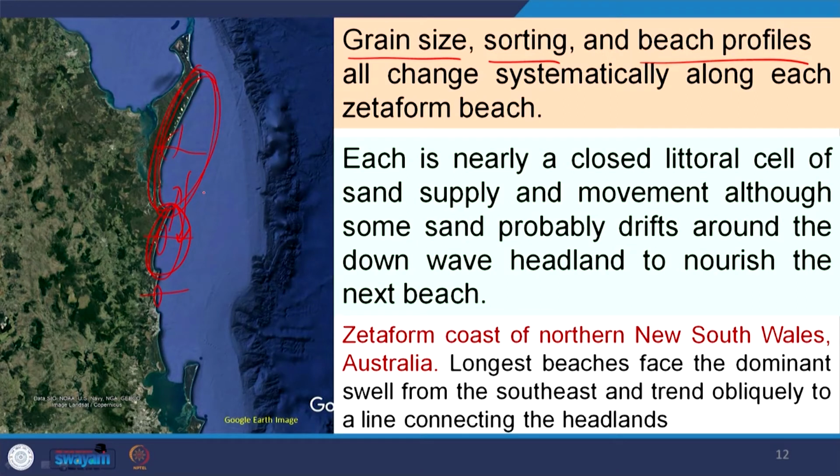So, this is a zeta-form coast of northern New South Wales, a figure taken from Google Earth in Australia. The longest beach face is of this dominant swell from the southeast and trends obliquely to the line connecting the headlands. Here the wave is coming from the southeast and refracting here, and due to that this type of zeta form develops. That means the long axis of this part faces towards the refracted waves, and finally it forms such a zeta-form coast.